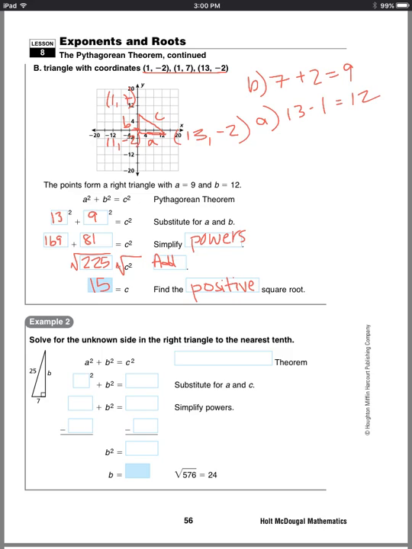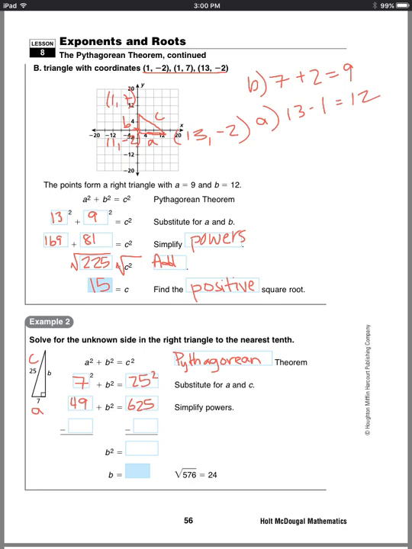Solve for the unknown side in the right triangle to the nearest tenth. So we're going to use the Pythagorean Theorem, because that's what we're learning. And this can be a because we already have a b, and this is c. Okay, so in for a we're going to put 7 squared, and in for c we're going to put 25 squared. Then we're going to simplify the power. 7 squared is 49, 25 squared is 625.